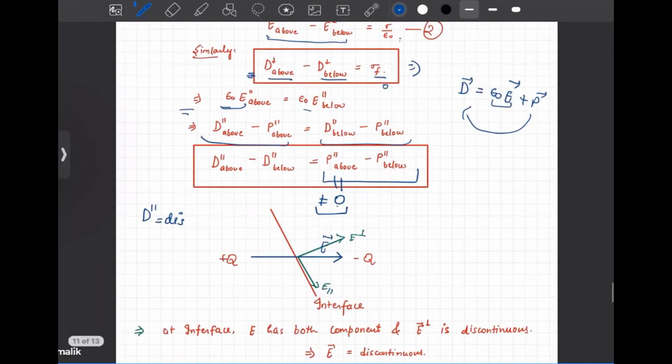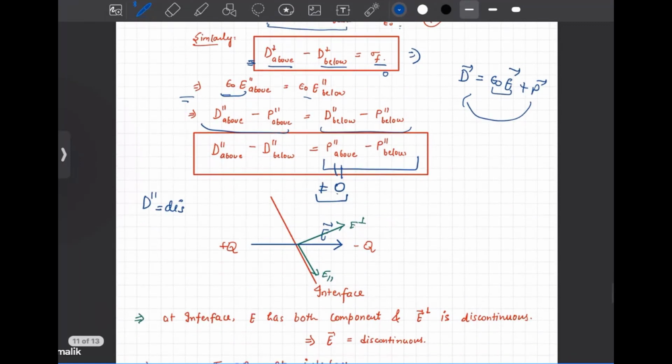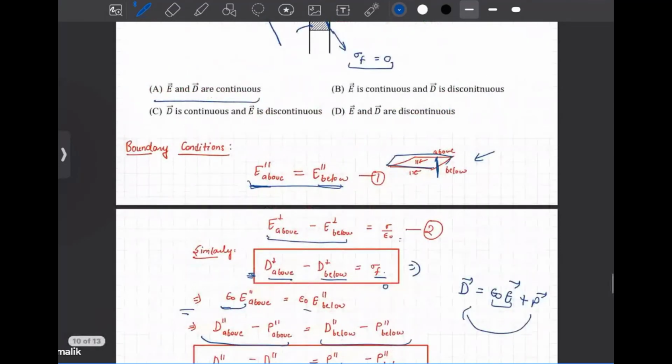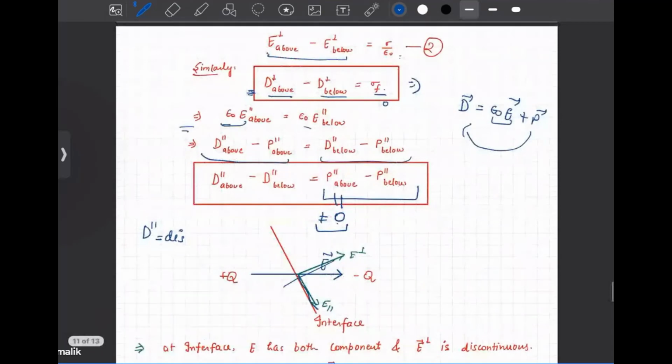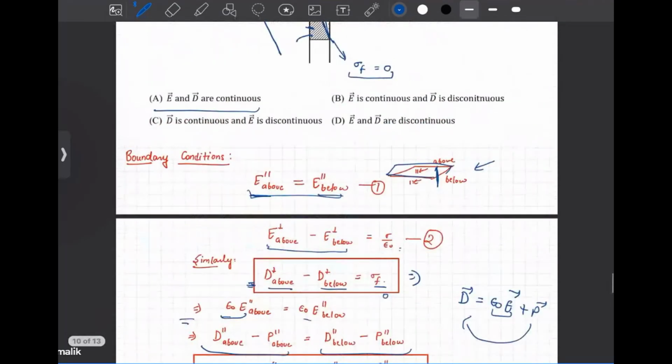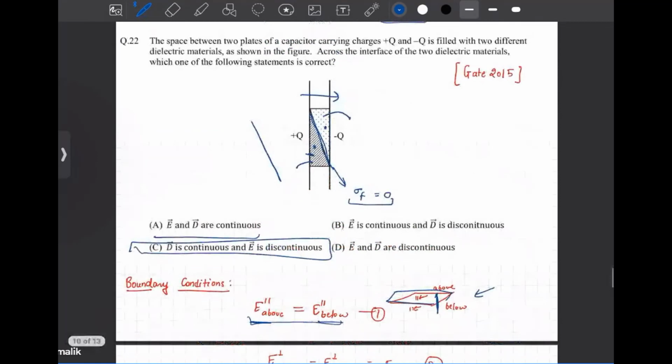Similarly, the parallel component of the electric field is continuous, but the perpendicular component of the electric field is discontinuous by sigma upon epsilon naught. So both these quantities, D and E, are discontinuous. Whenever you are asked this type of question, just switch towards the boundary conditions.